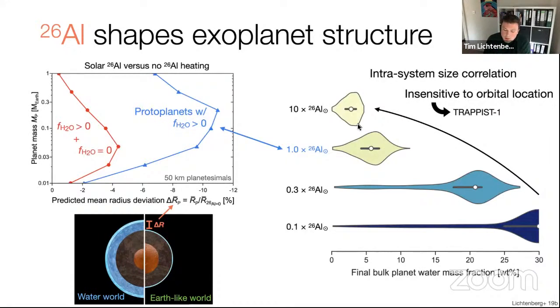But what is interesting is when we get more information on small exoplanets, really far below the photoevaporation gap. Is there a difference between these Earth-like worlds and these water worlds? And I think this model predicts that the distribution of Earth-like worlds versus water worlds should scale with the distribution of short-lived radioisotopes across planetary systems.